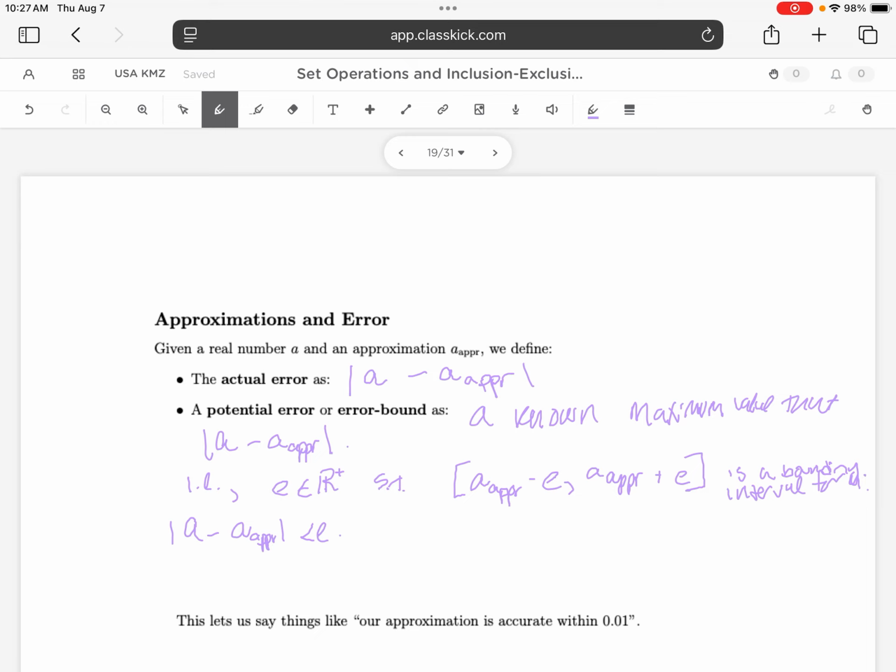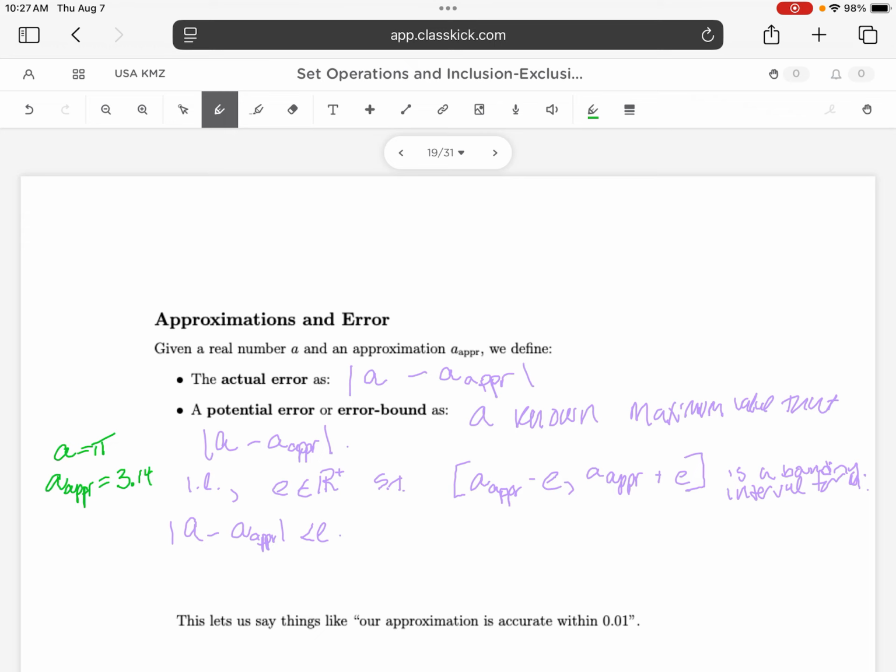Okay, and so to give you an example of that, let's say our real number a is pi, but we're using the approximation, as we often do, of 3.14.